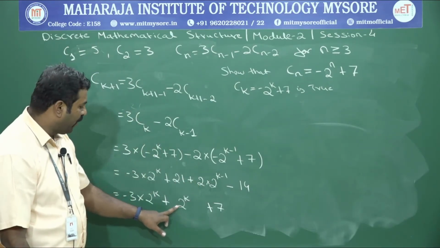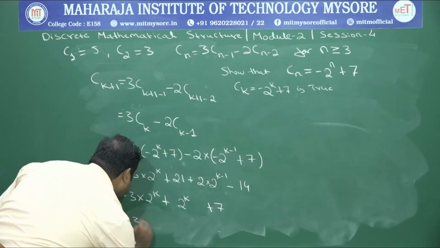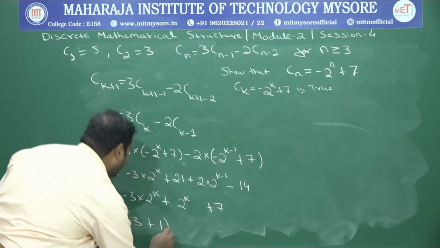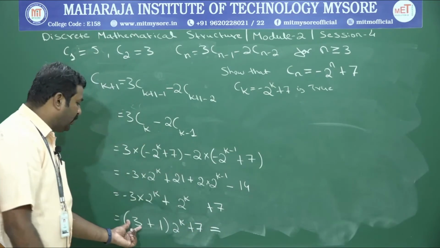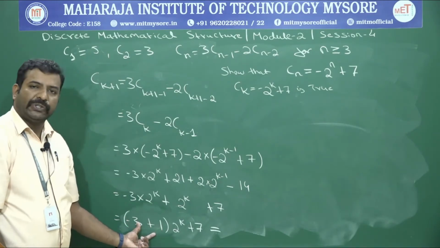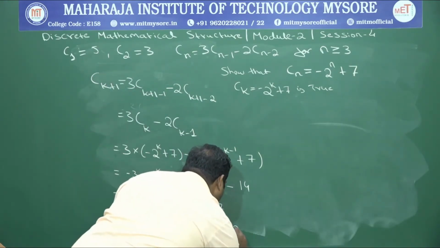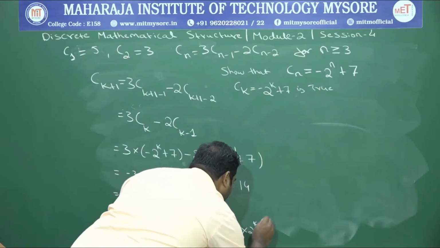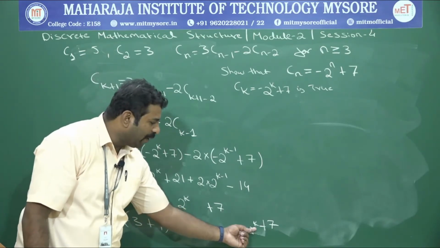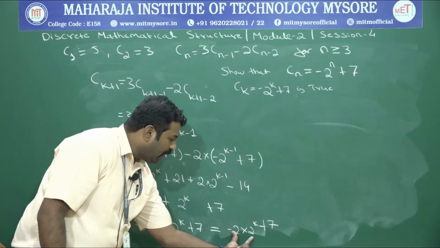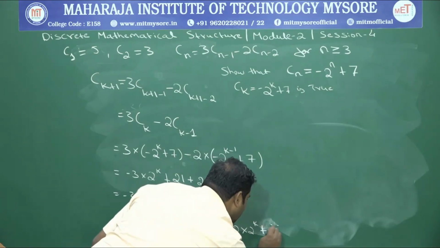So now just observe here, 2 to the power of k here, 2 to the power of k here, and so now I am going to take a common of this. This is minus 3 plus 1 into 2 to the power of k plus 7. Now minus 3 plus 1 becomes minus 2. So I am going to have minus 2 into 2 to the power of k plus 7. Now minus 2 into 2 to the power of k can be written as, I am just going to write as plus 7.